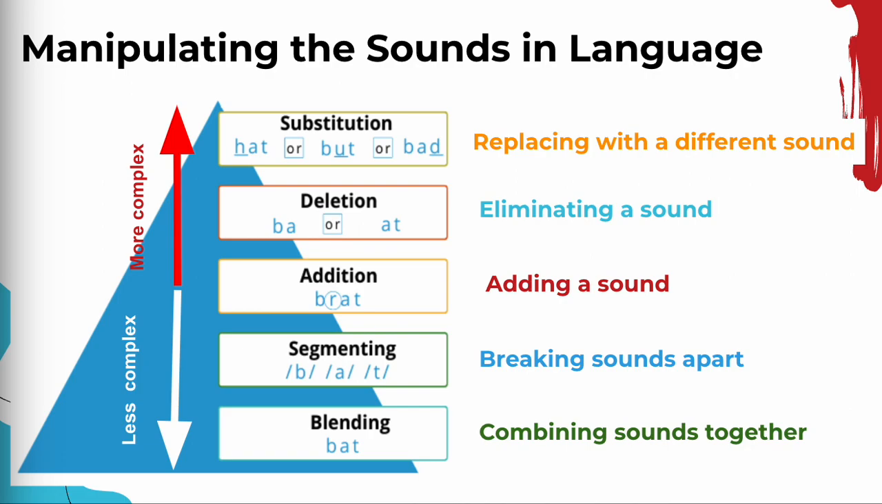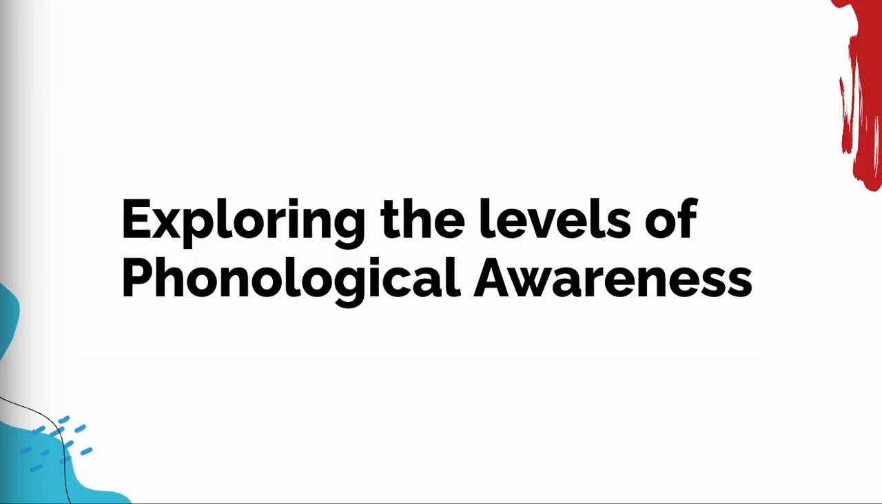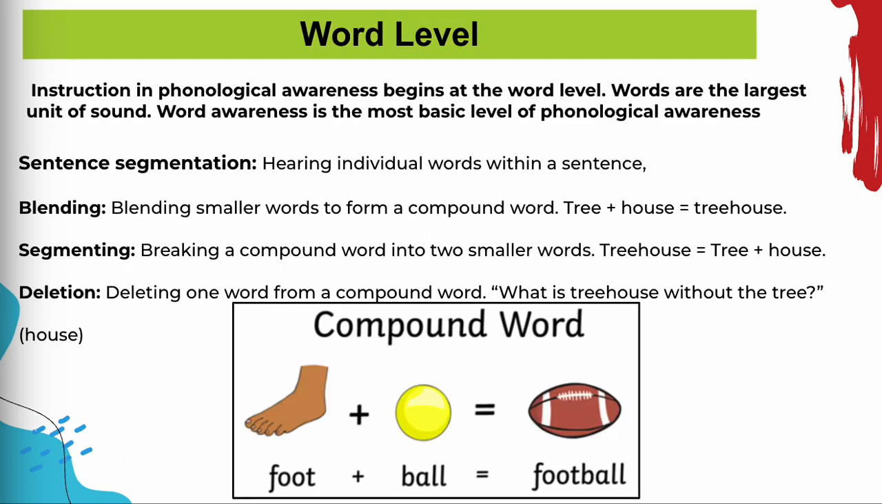And at each level, children can learn to manipulate sounds in a number of different ways. Blending is the easiest skill for children to master. This skill is followed by segmenting, deletion, substitution, and generating words. Now, let's explore the levels of phonological awareness.